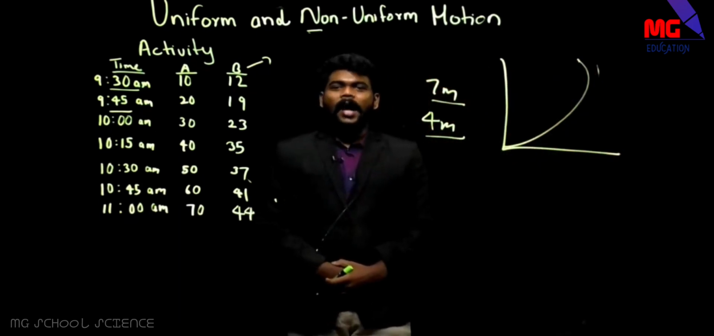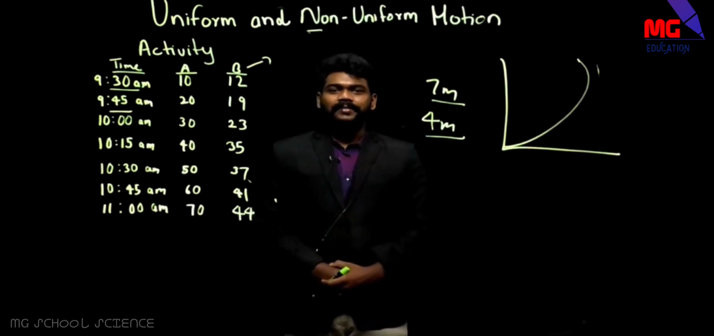Therefore, from the activity, we can say that object A travels with a uniform motion and object B travels with a non-uniform motion.